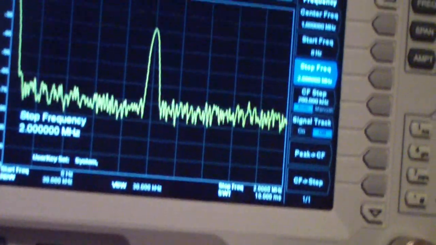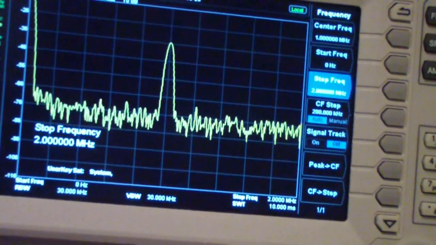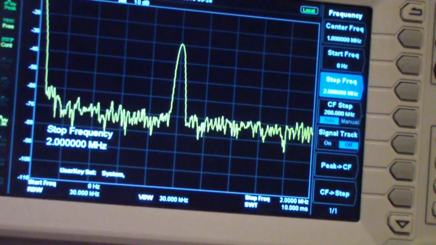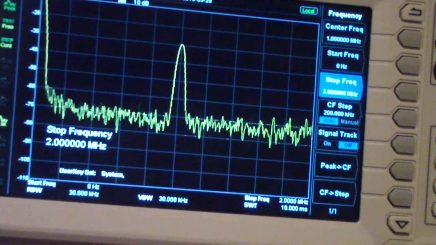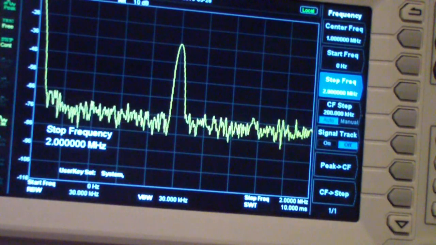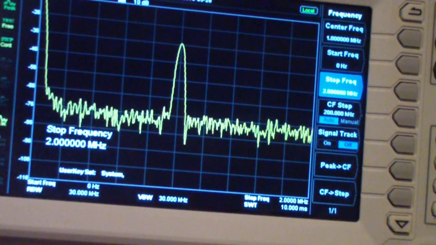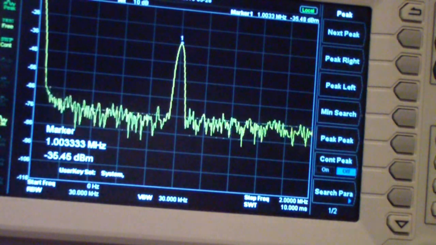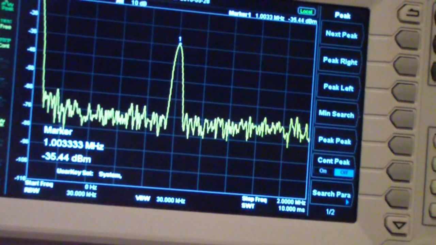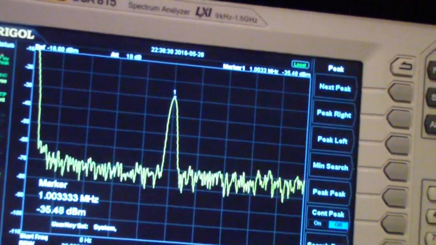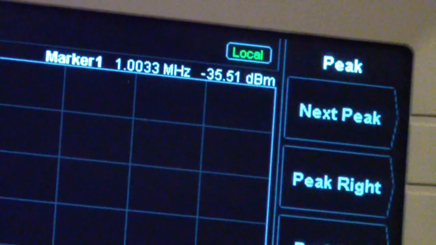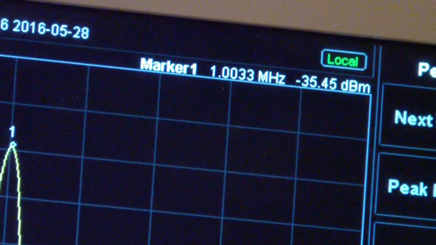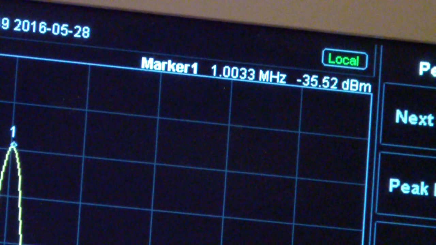On the Rigol spectrum analyzer, you see the 1 megahertz difference frequency. That is, 21 and 20 produce an IF of 1 megahertz. So let's measure the peak of that. And you see it's 1.033 at minus 35 dBm.